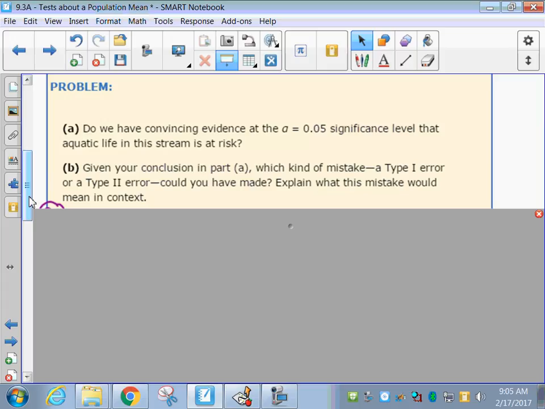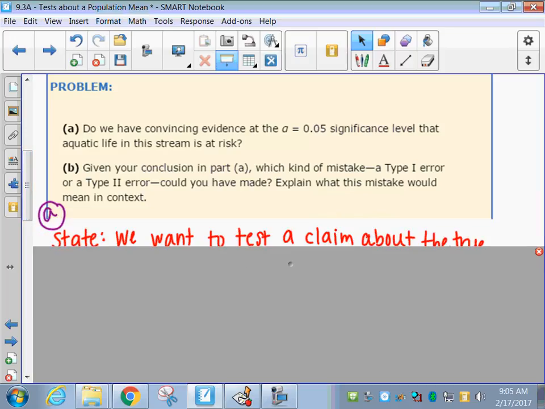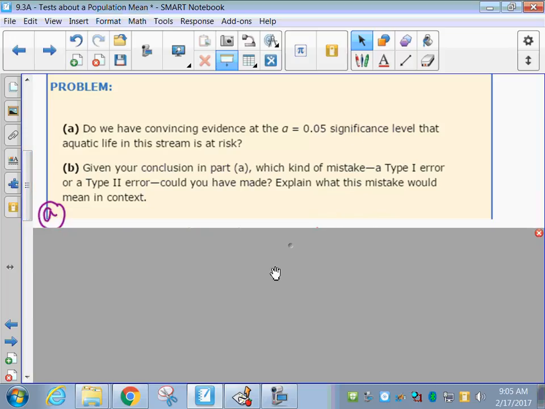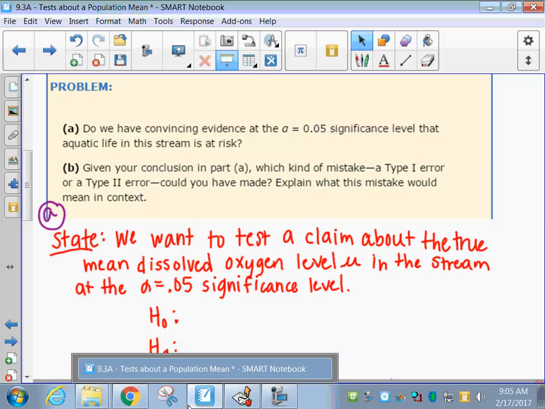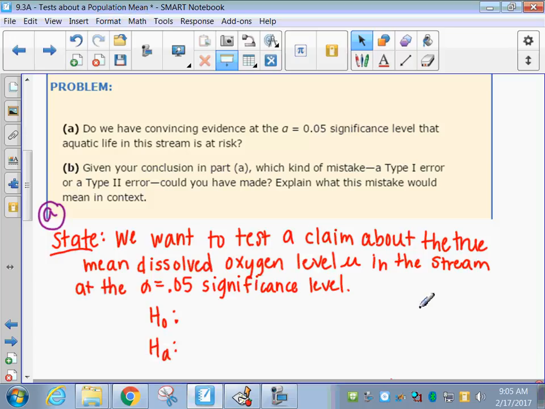So, do we have convincing evidence at the 5% significance level that aquatic life in this stream is at risk? Okay. So, we need a null hypothesis and an alternate hypothesis, and we have to state what our mu is this time. So we want to test a claim about the true mean dissolved oxygen level mu in the stream at a 5% significance level.